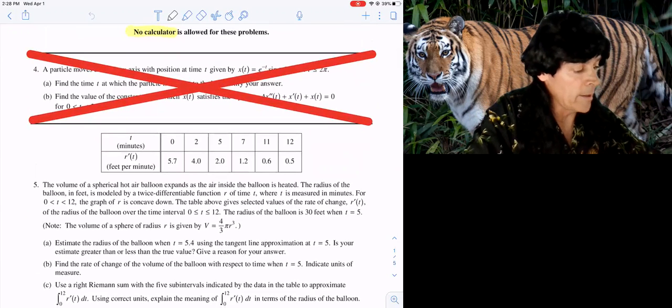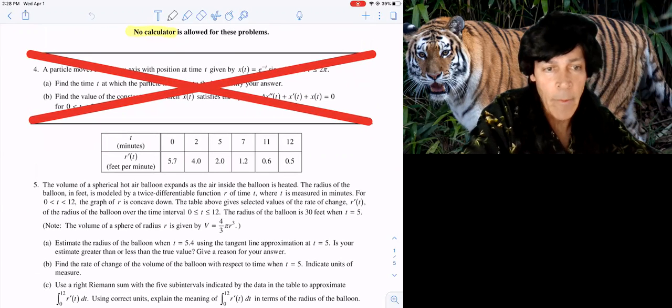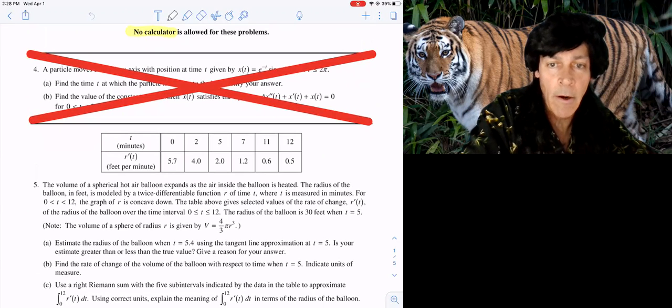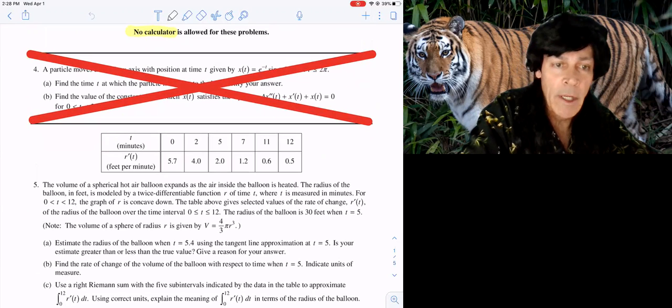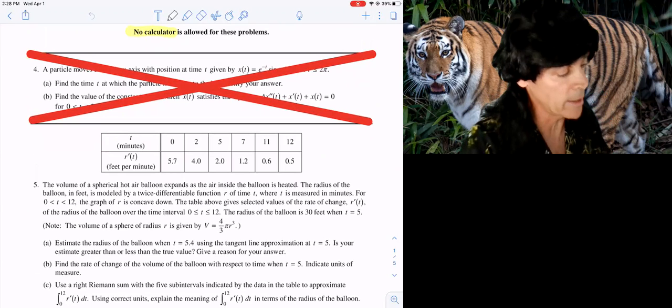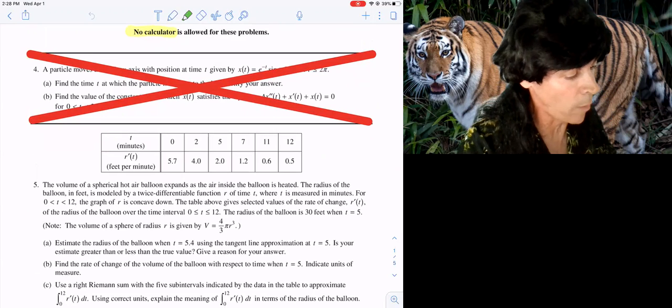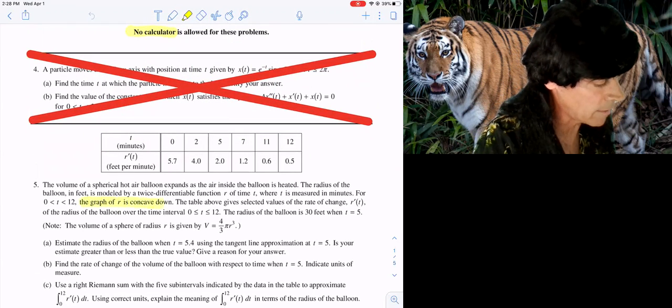And we have the volume of a spherical hot air balloon that expands as the air inside the balloon is heated. The radius of the balloon in feet is modeled by a twice differentiable function r of t, where t is measured in minutes. On the open interval 0 to 12, the graph of r is concave down. I'm going to highlight that little piece of information right there because I think that might be a little important.